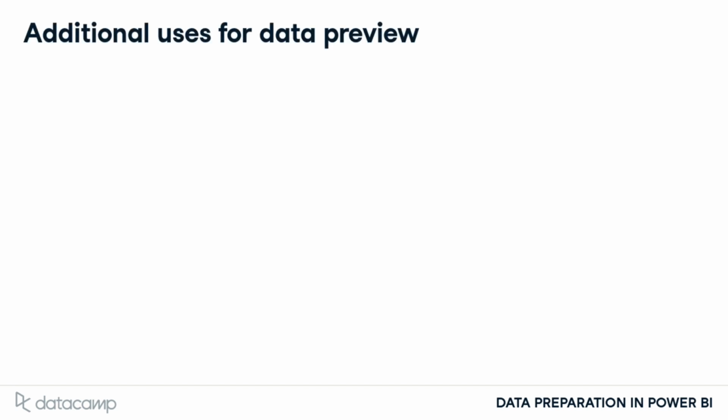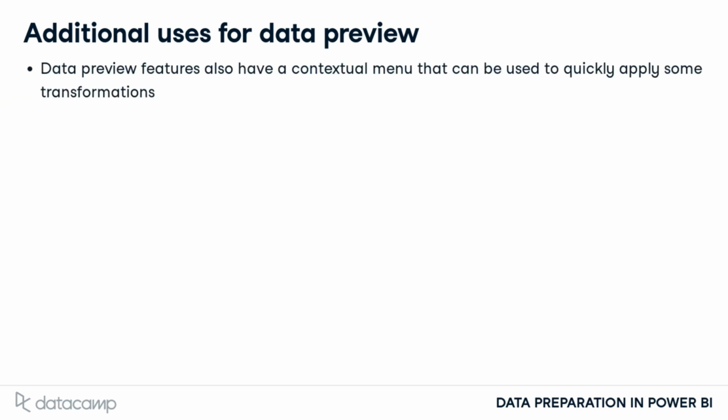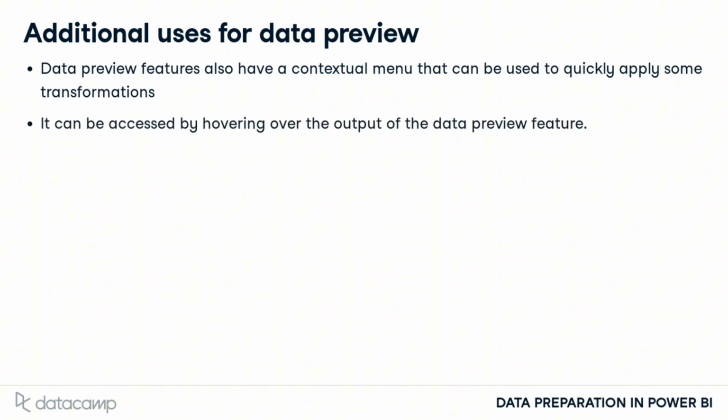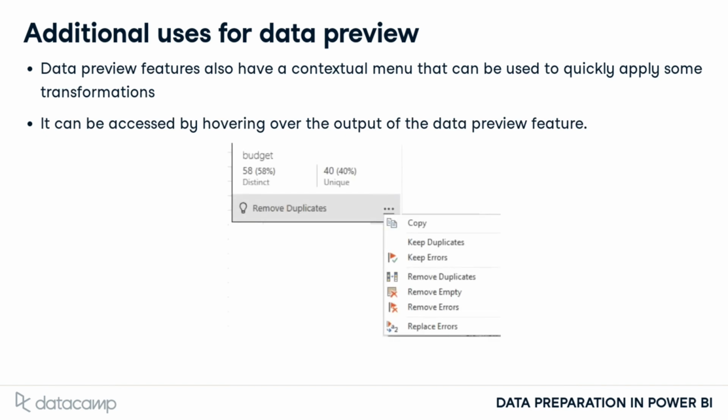Since data previews are most often used when you are looking for errors in your dataset, they also come with quick access to some of the most common transformations that you will use to deal with those errors. To view those transformations, simply hover over the output of the relevant data preview feature you're using, and a small tooltip will appear. There, you will find a suggested transformation marked with the light bulb icon. You can also click on the three dots to expand a menu containing additional useful transformations.